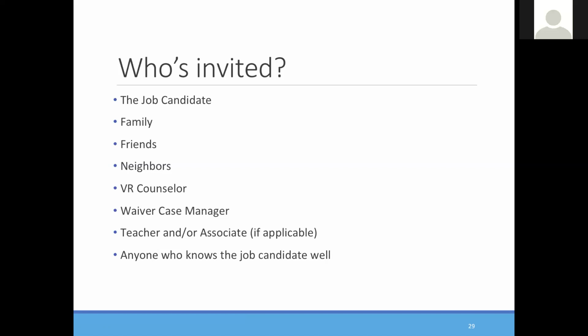Also, we want to make sure family is there. And in this process, we don't judge family because we don't know what they've been through. We haven't walked in their shoes. But they're important and we want them there. Friends. And again, this is all based on the job candidate's approval of who attends. So they are in charge. If they don't want their family there, we respect that. But if they do, we really want to make sure that we can include them and work around their schedule. Friends that they've identified, maybe neighbors.